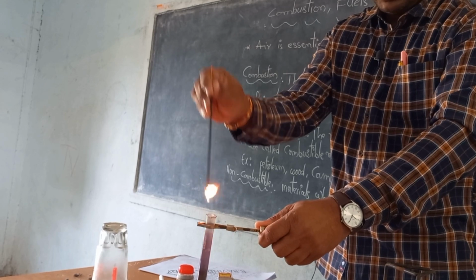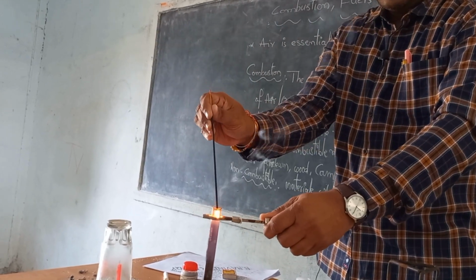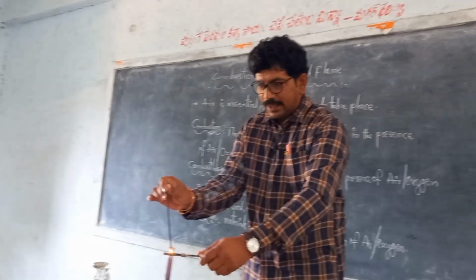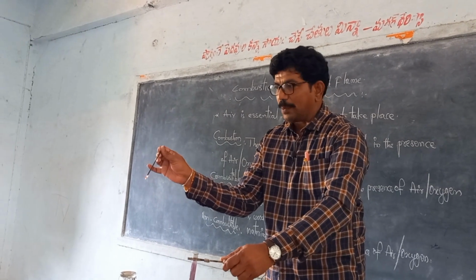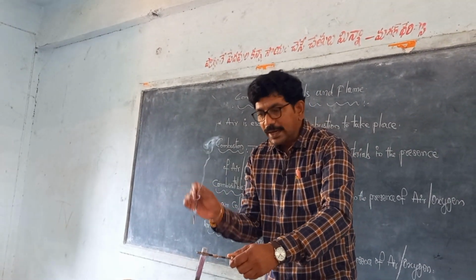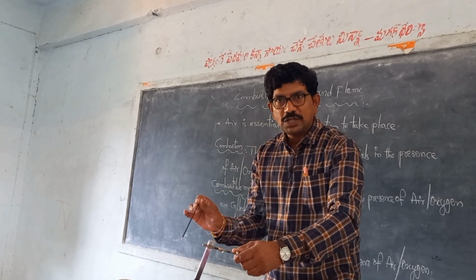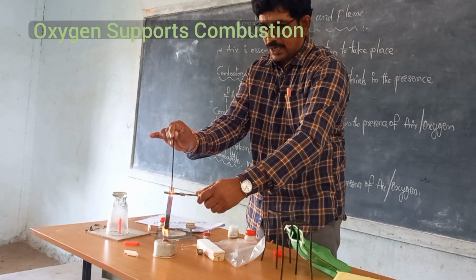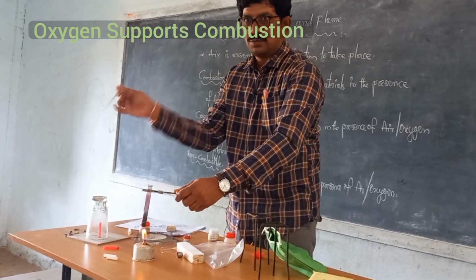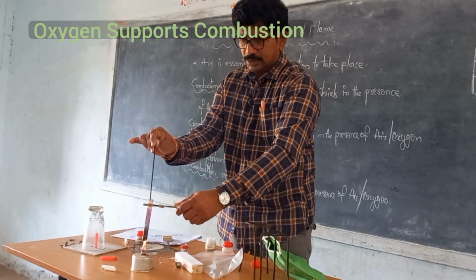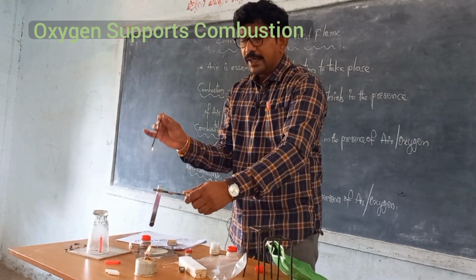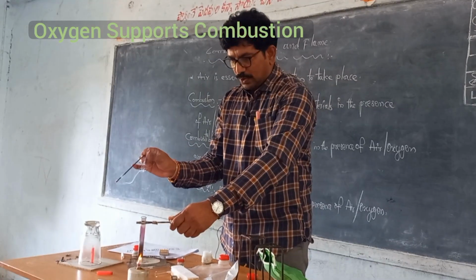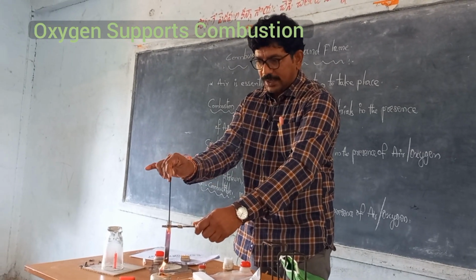Is it? Okay, observe this carefully. What is happening? When potassium permanganate is heated, see, it gives oxygen. So with this we can say that oxygen supports combustion. Do you observe that one? Once again, oxygen is liberated. This oxygen is supporting the combustion process to take place. Are you clear? Once again you observe this. I am heating the potassium permanganate. See this one.